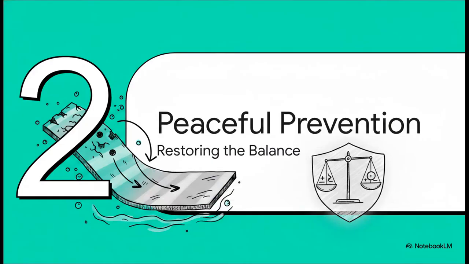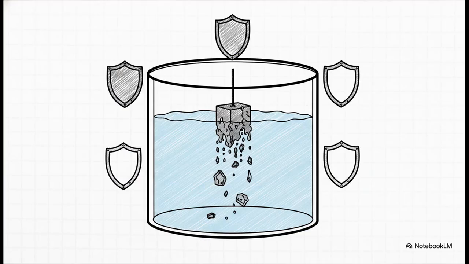Moving on to Section 2, Peaceful Prevention, Restoring the Balance. Because now that we know exactly how it works, we can figure out how to stop it. Engineers actually use several really clever, low-pressure methods to protect metals from themselves. The most obvious one is just to apply a physical barrier, like metallic or chemical coatings that prevent the environment from touching the metal at all. We can also make sure the material maintains its own natural microscopic protective film.